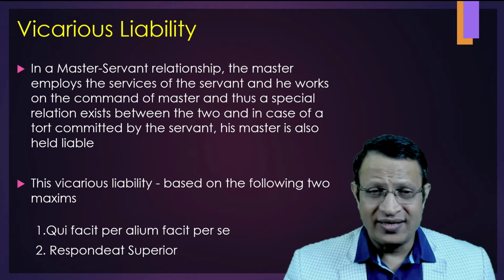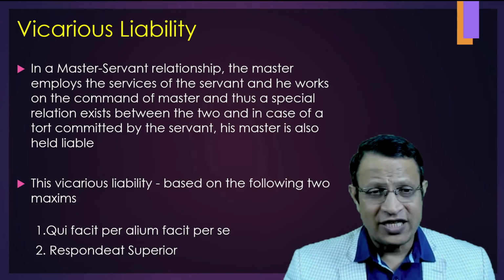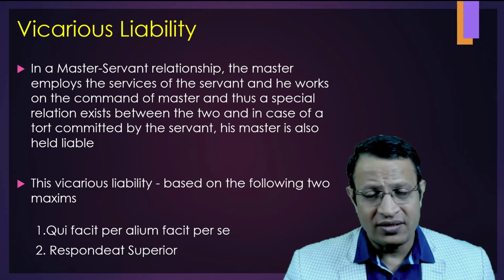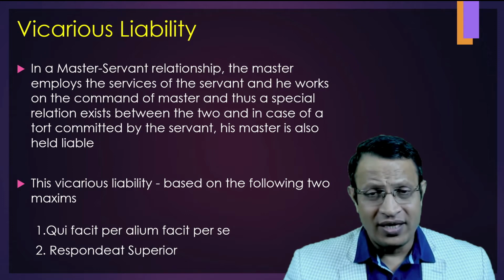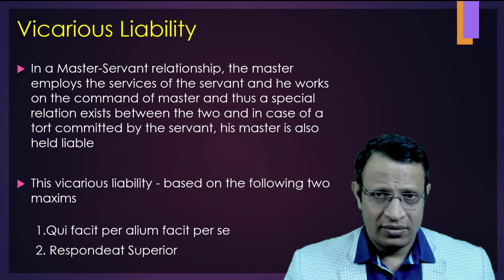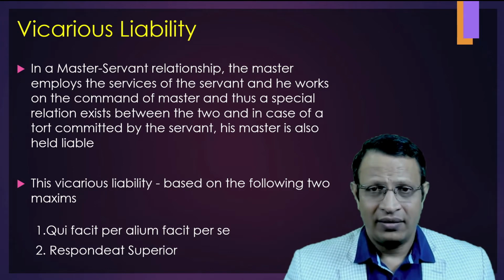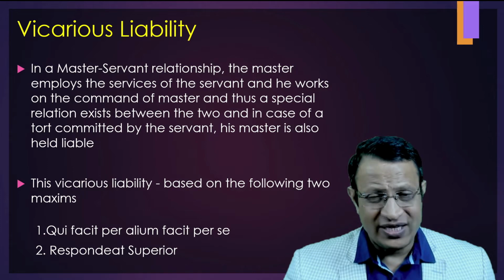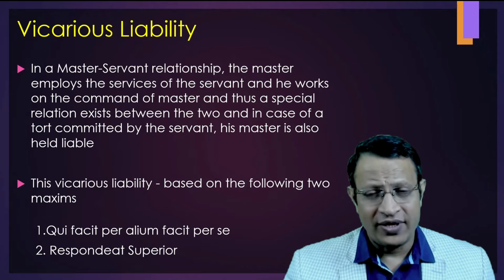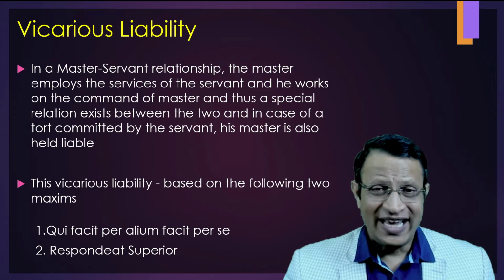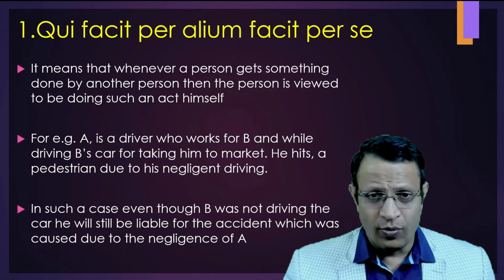Here the master employs the services of the servant and he works on the command of the master, and thus a special relationship exists between the two. In case the servant does something wrong which is unlawful, the master will be held responsible. That is vicarious liability. There are two types of vicarious liability which have been explained in the literature: Qui facit per alium facit per se, and Respondeat Superior is the second one. Let's discuss both of them.